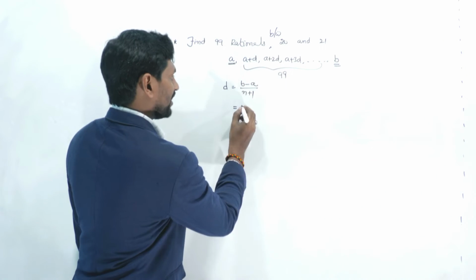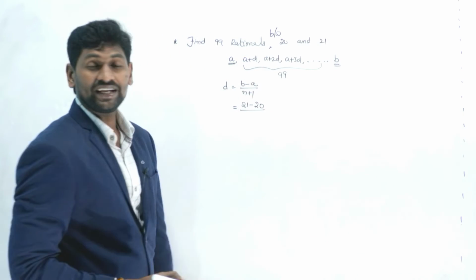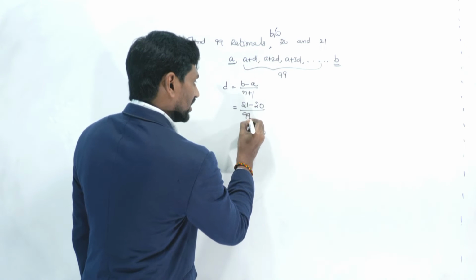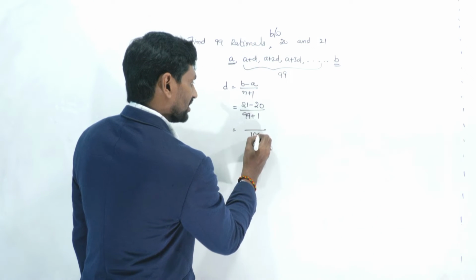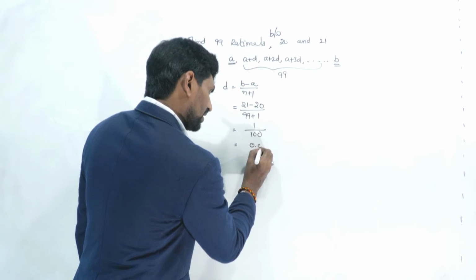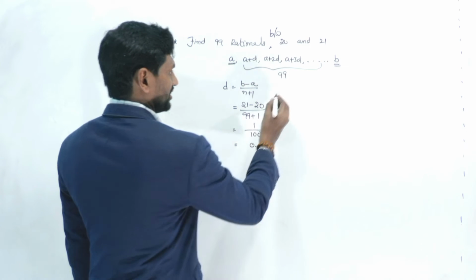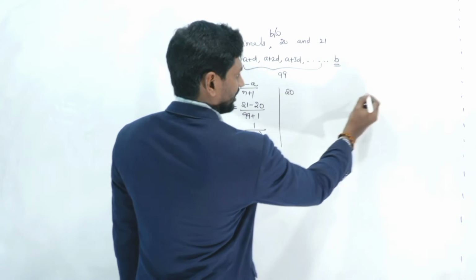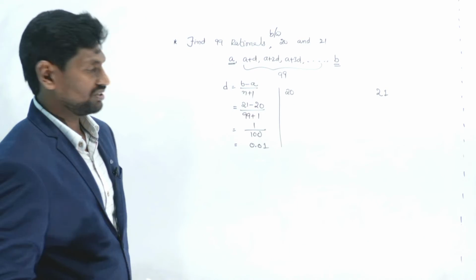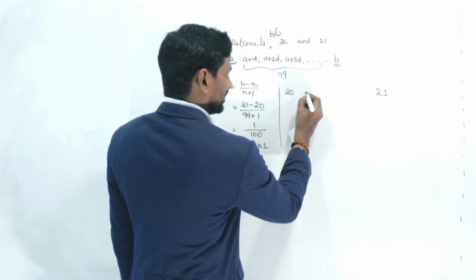So let us substitute. B value is 21 minus a value is 20. N is nothing but the number of rational numbers between them. There are 99, so 99 plus 1 is 100 in the denominator, and 21 minus 20 is 1. 1 by 100 is nothing but 0.01. So from this, first number is 20 and last number is 21. Between them we need to write 99 numbers.